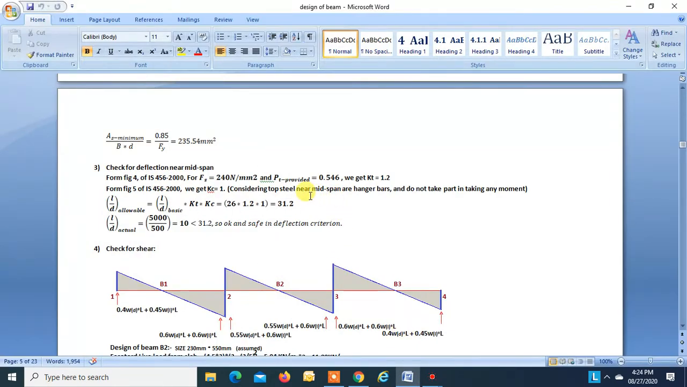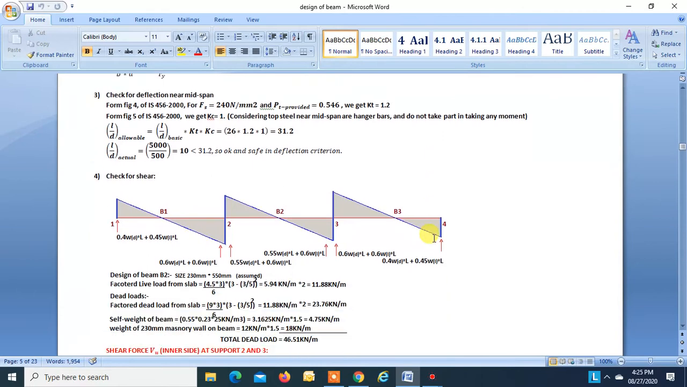We are taking Kt equal to 1.2, and Kc we are taking as 1 because we are considering there is no compression steel. Whatever steel is there, it is not taking part in taking any moment. That is our assumption. So L by d allowable is equal to L by d basic into Kt into Kc. For a continuous beam, that is 26 into 1.2 into 1, which is 31.2. L by d actual is 5000 by 500, effective span 5000 and effective depth 500, that is equal to 10, which is less than 31.2. So it is safe in deflection.